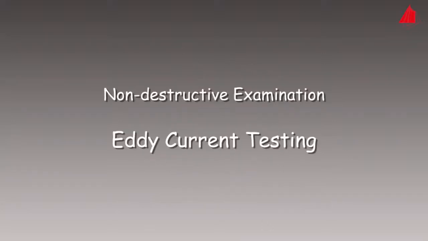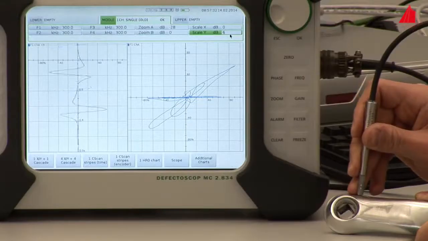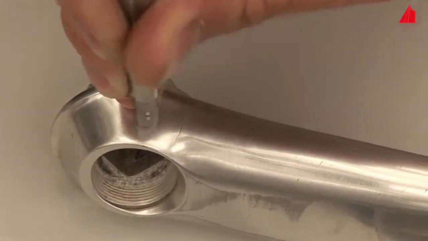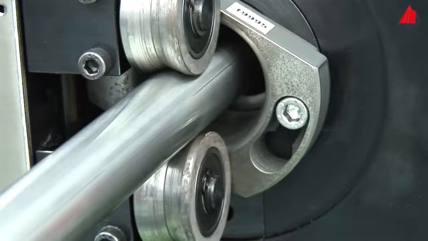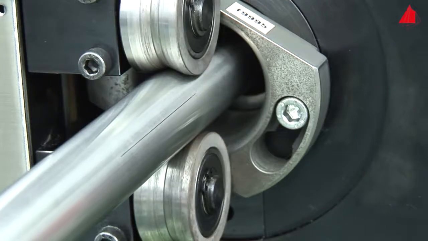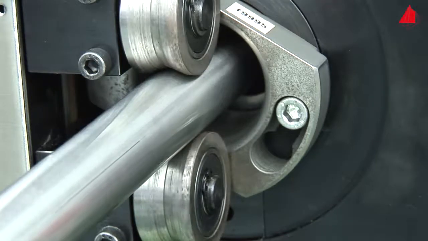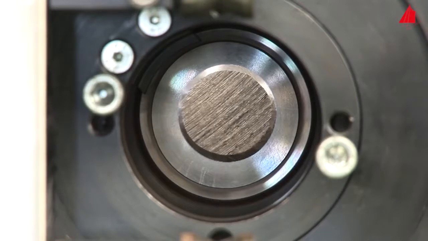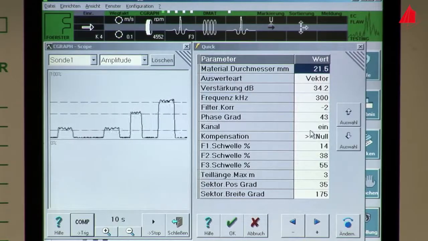Non-destructive examination, eddy current testing. Eddy current testing has been indispensable for a long time, both as a non-destructive material examination by hand and as a fully automatic method. Near-surface defects in workpieces can be tracked and specific material properties can be determined. How does eddy current testing work?